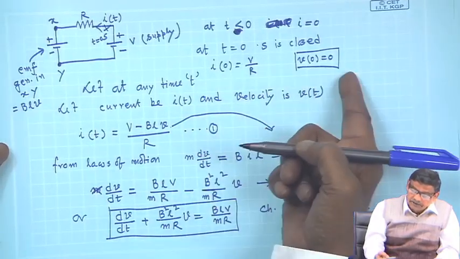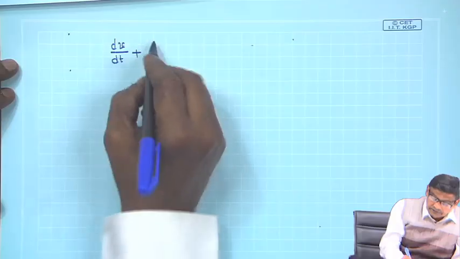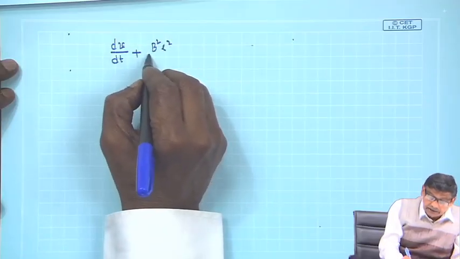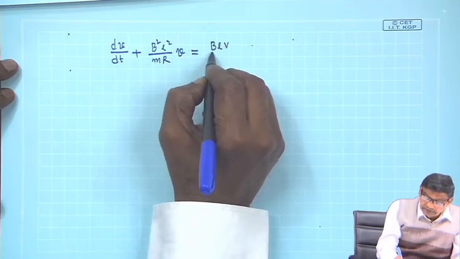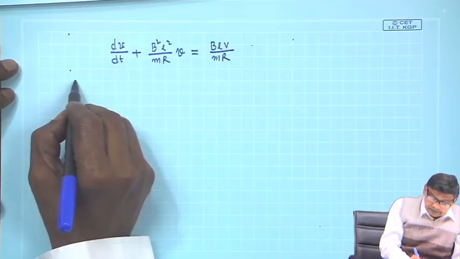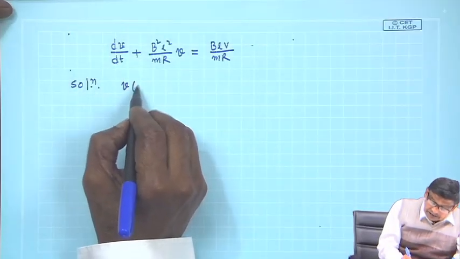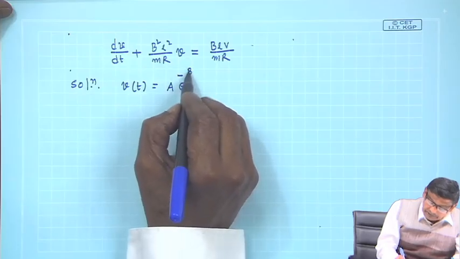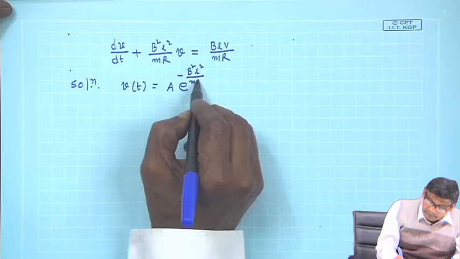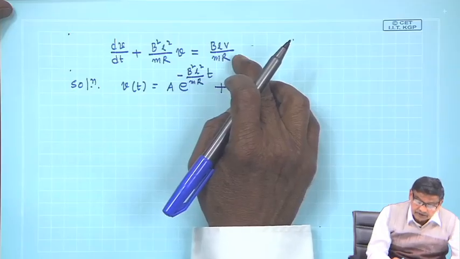I 0 was V by R, V 0 was 0. Therefore, the solution of this equation dV dt plus b square L square by m r into small v is equal to B L V by m r can be written with the characteristic root as V t is equal to some constant A into e to the power minus characteristic root into t plus forcing function is a constant number.